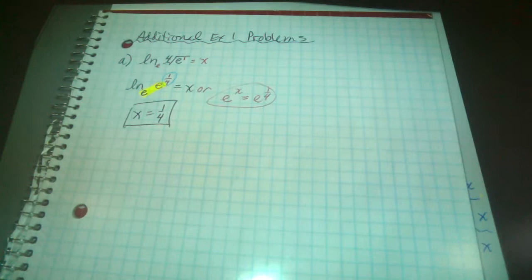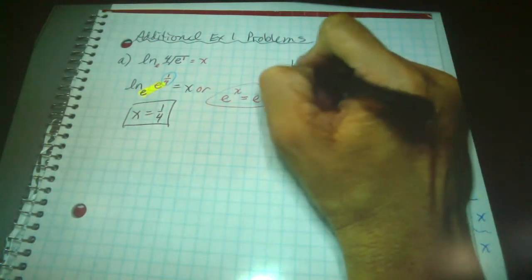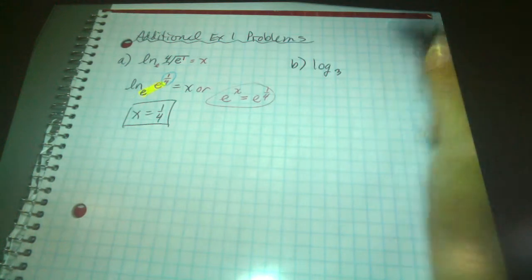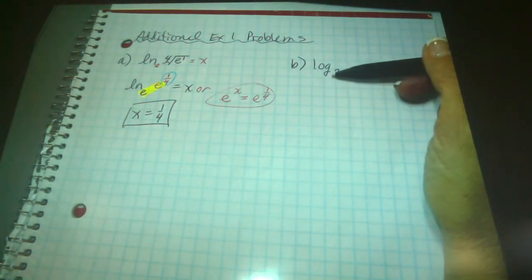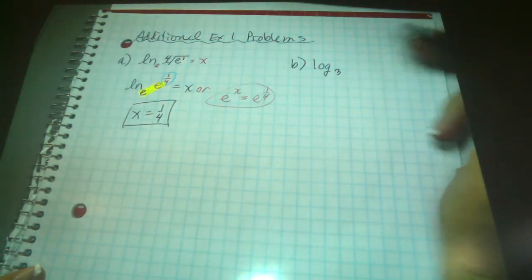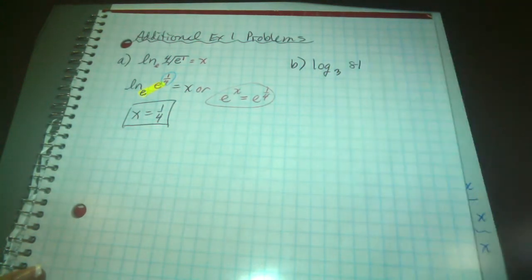Are we good with that? All right, so let's look at B. We've got log base 3. So when you're doing your bases, make sure you really drop them down. If I can't tell the difference between your base and the number you're taking the log of, you're going to get marked wrong. So just be careful.